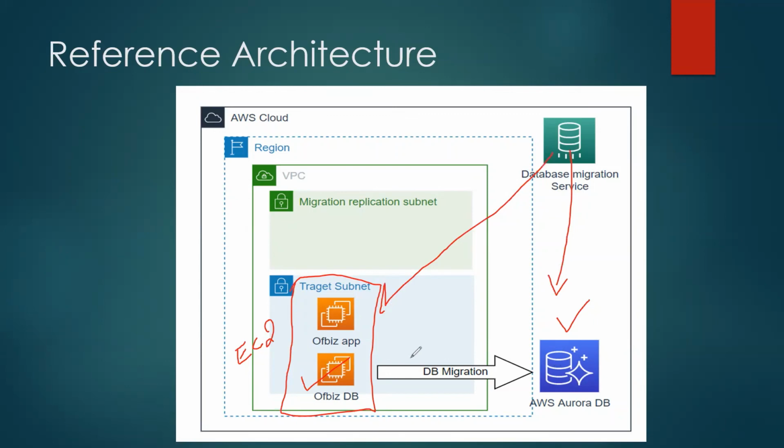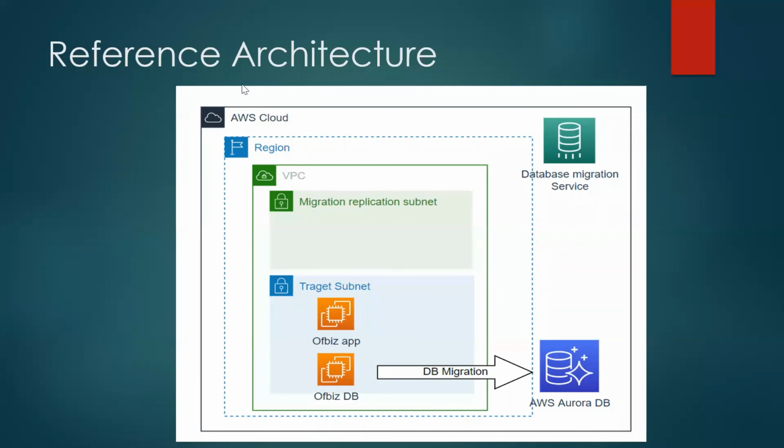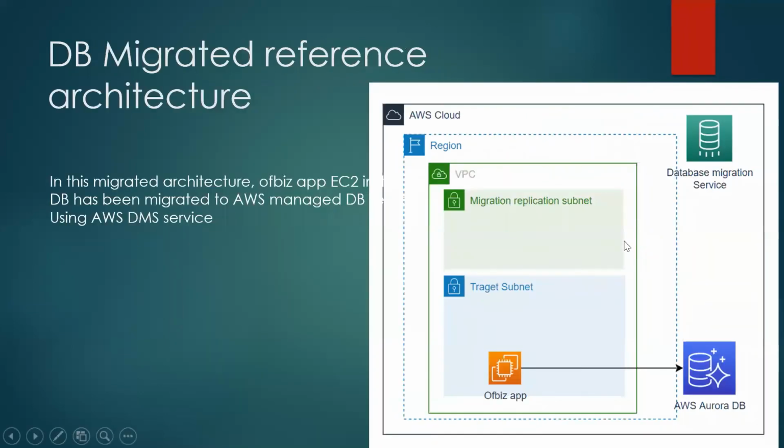All this we are doing using the AWS Database Migration Service. So we are migrating the database from the instance to Aurora DB, using the AWS managed database service. That's another practical part that we are going to cover, and I'll show you practically how things are done. So moving forward. After the database is migrated, we will shut down the database running on the EC2 instance, and the Office app will be connected to Aurora DB. So that's the reference and target architecture in database migration.